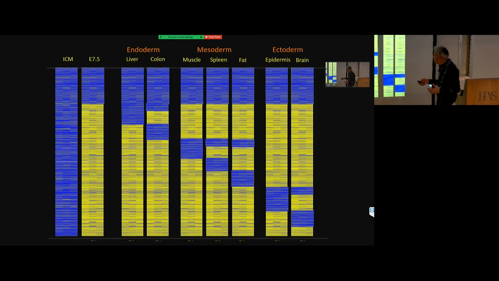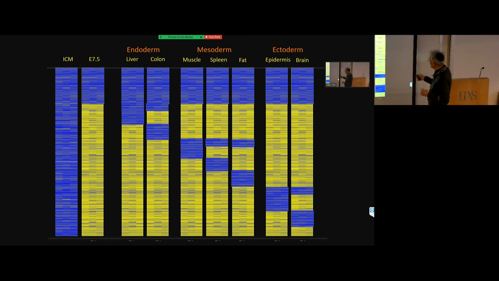And the picture we have in our mind, or which I always had in my mind, was something like this. Before implantation, in the ICM, everything in the genome is unmethylated. This is not real data, this is just an example. And then at the time of implantation, almost the whole genome undergoes de novo methylation, but CpG islands are preserved. CpG islands are preserved in every tissue, whether it's endoderm, mesoderm, or ectoderm.